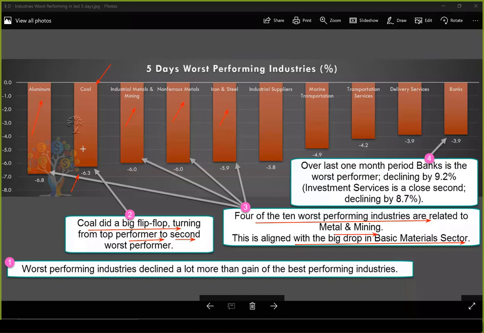So if we are looking for a swing trade short, you may look out for opportunities in these industry groups, and also for day trades, you could look for opportunities in these weak industry groups. Banks has come into the list of the 10 worst performing industries, and I also checked over the last 1 month period. If we calculate, banks is actually the worst performer, not one-off, but actually the worst performer. In the last 1 month, banks declined by 9.2%, and investment services was a close second, declining by 8.7%.